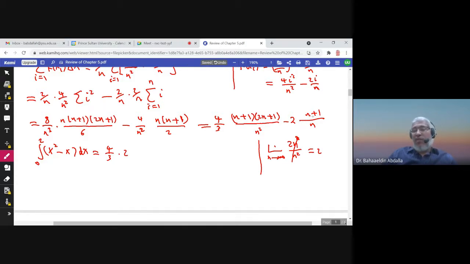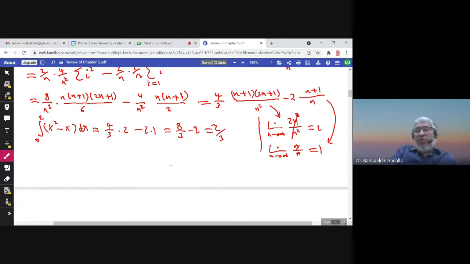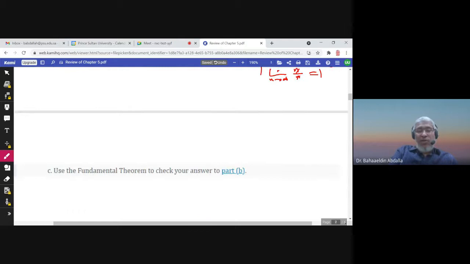While if I find the limit of this one, of (n plus 1) over n, I will take the highest power in the numerator, the highest power of the denominator, and the limit would be 1. So this is the limit of this, and this is the limit of this. So minus 2 times 1. So 8 over 3 minus 2. And this would be 2 over 3, which is the amount we found using the calculator.